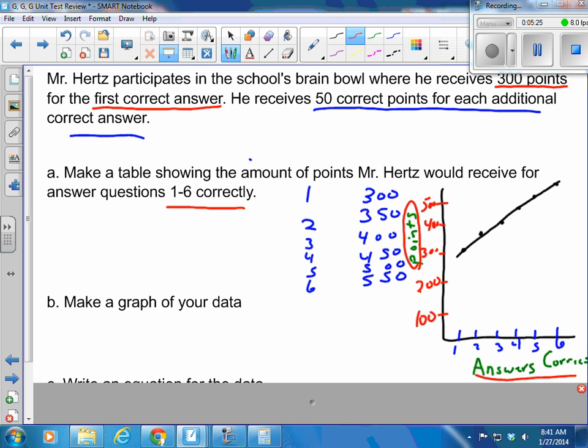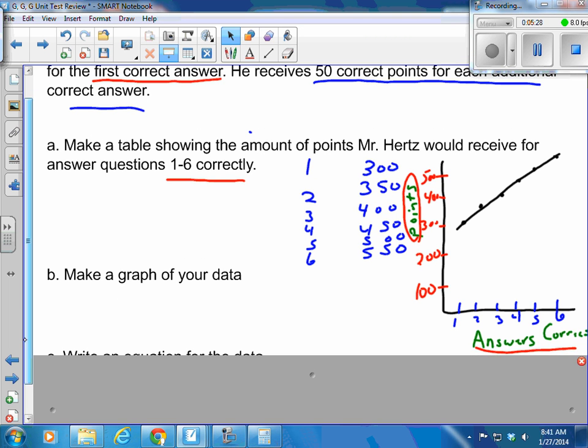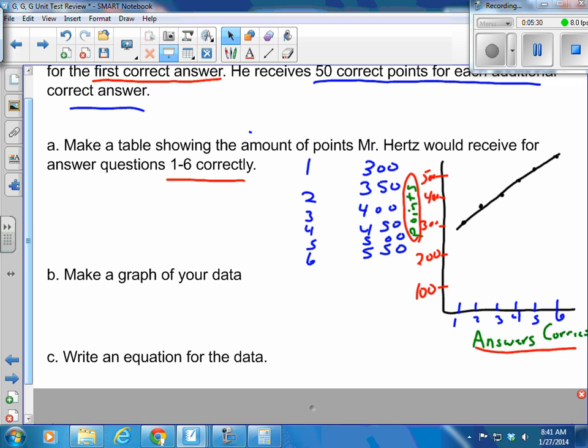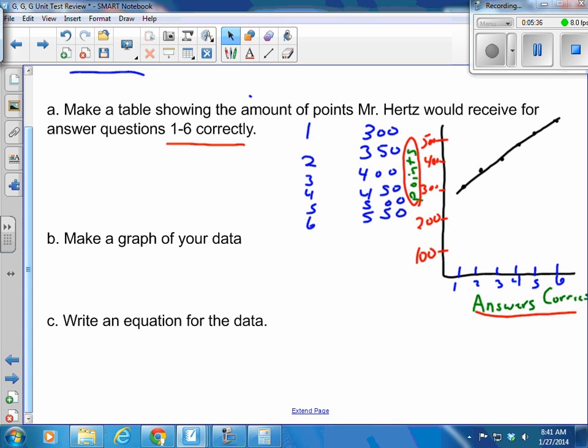It's a straight line. Last part of this problem is I would like for you to please, using your data, write an equation. Remember what kind of graph this is, that'll help you write your equation. Pause it now. Writing the equation for this graph is a little bit more challenging than it looks. I actually think this is one of the more challenging problems on the test. So this is a linear equation, not an exponential equation.